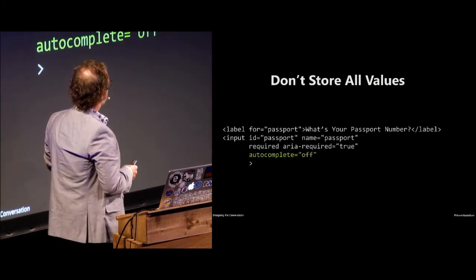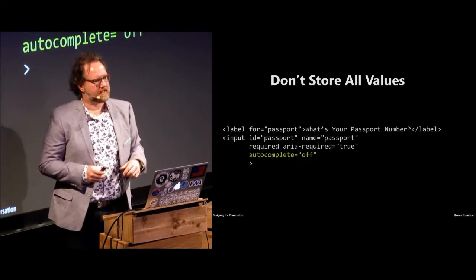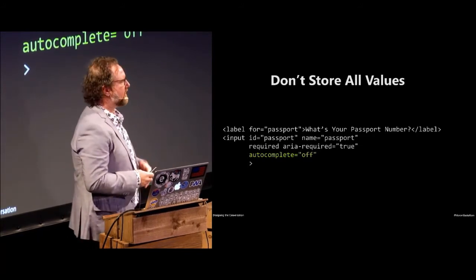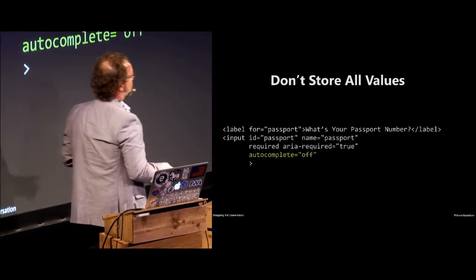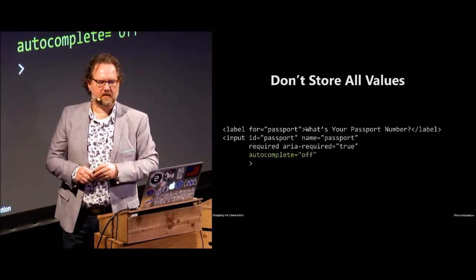Okay? We used to only have the on and off options, which you definitely want to set autocomplete to off for any sort of sensitive information like passport numbers, or if you happen to be American like me, social security numbers, credit card numbers, that sort of stuff. You may not want autocomplete to turn on.